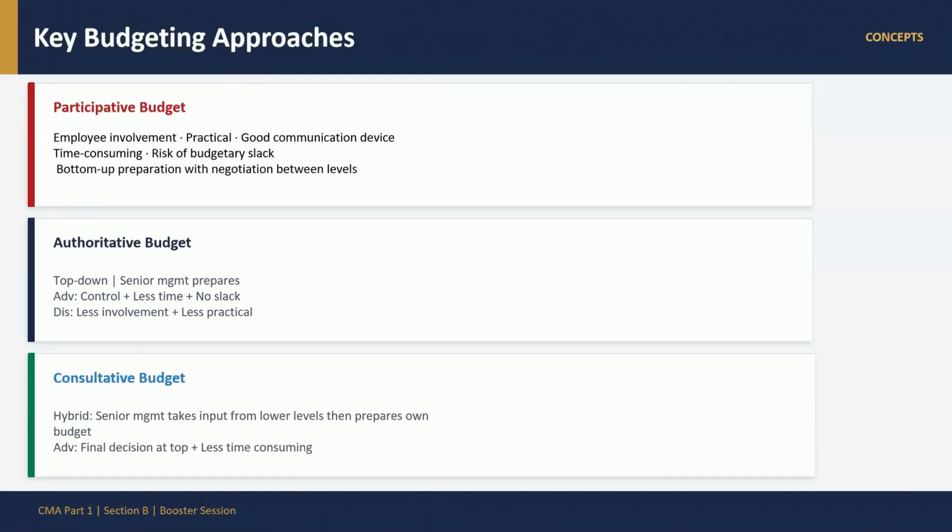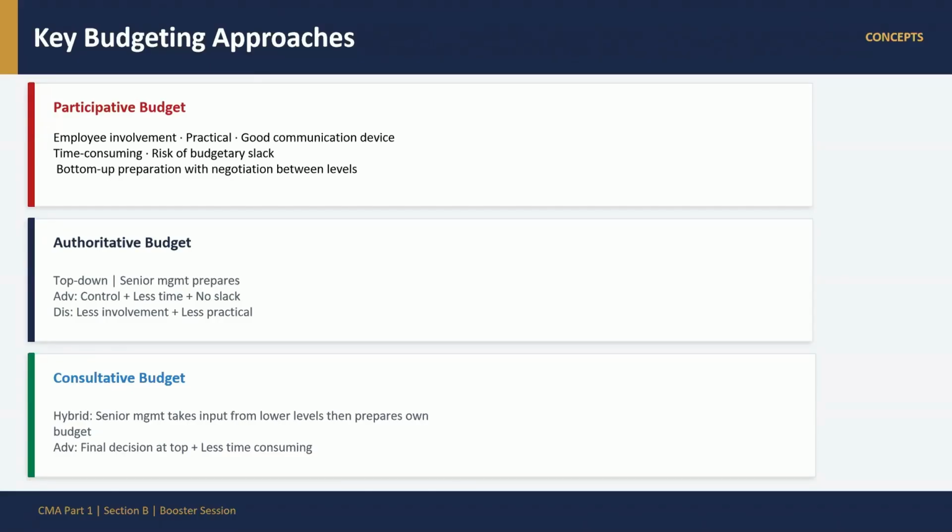Then what happens? It is practical and a good communication device. Your employees and top managers will communicate properly among themselves. At the same time, it is time consuming. Why? Because you should inquire your employees regarding budget, finalize it, negotiate it with top level managers, then fix it. So a lot of process is involved. It is time consuming. And risk of budgetary slack is there.